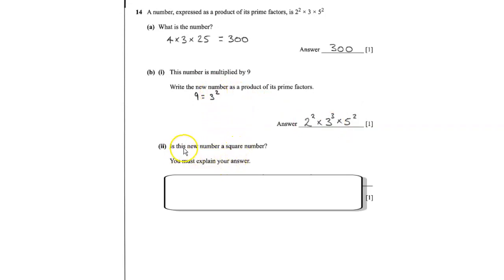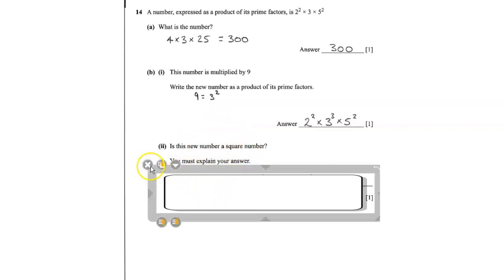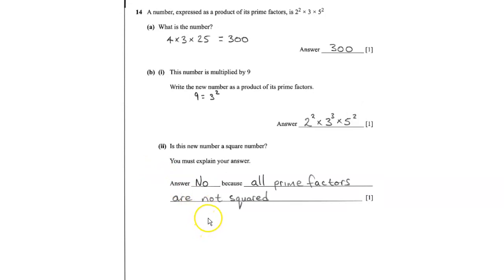So the next one: is this new number a square number? You must explain your answer. So it's not a square number, because if you had a square number, you would have square, square, and square. This one, we have a cube here, which means that whatever answer you get when you key it in the calculator would not be a square number. It would have to be 3 squared, 2 squared, and 5 squared. So it says, no, all prime factors are not squared.